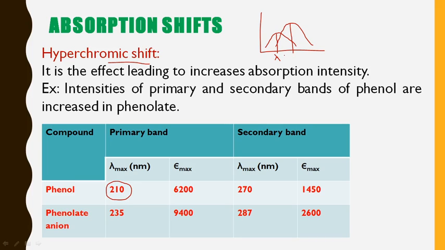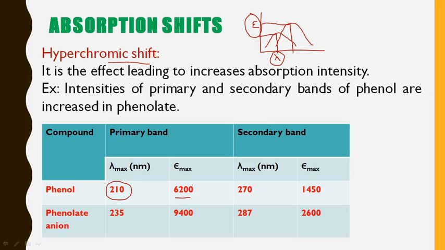As the lambda max increases, if you look at the intensity, here is the intensity and here, if you extrapolate the graph, you have the intensity. As lambda max increases, epsilon will also increase. So, there is a combined effect. Hypsochromic shift will always be in combination with hypochromic shift. Bathochromic shift will always be in combination with hyperchromic shift. If there is an increase in lambda max, there must be an increase in the absorption intensity also. That is why you have the values here.